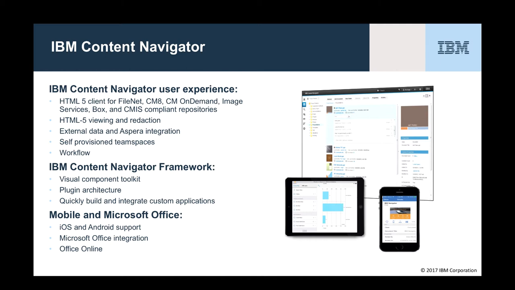So as our framework for corporate content navigation, it also offers a visual component toolkit to quickly build and integrate custom applications. And that includes SDKs for mobile solutions. So you can use Content Navigator mobile apps that are stock on the app stores for iOS and Android, or you can build your own. And our plugin architecture separates customization from the base Navigator code, which makes upgrades a breeze, even though you may have customizations to satisfy specific business requirements to Navigator.